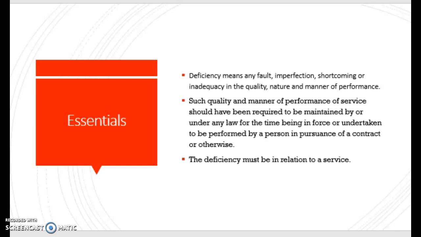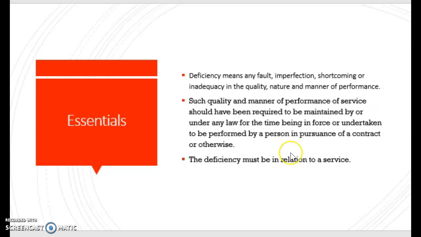Another important aspect of deficiency is that such quality and manner of performance of service should have been required to be maintained by or under any law for the time being in force, or undertaken to be performed by a person in pursuance of a contract. For example, A, who is a builder, promised under a written agreement to provide a flat to B. Subsequently, he expressed his inability to give possession of the flat and entered into a fresh agreement to pay some amount to B in place of the flat. A didn't even pay this money. B sued A. So the commission held in this case that since A had not even paid the money as per the subsequent contract, the right under the earlier contract can be invoked by B, and that there was a deficiency of services on the part of the builder.